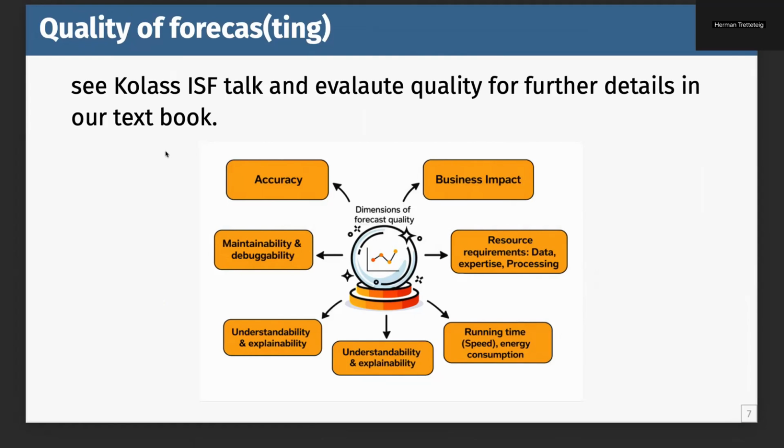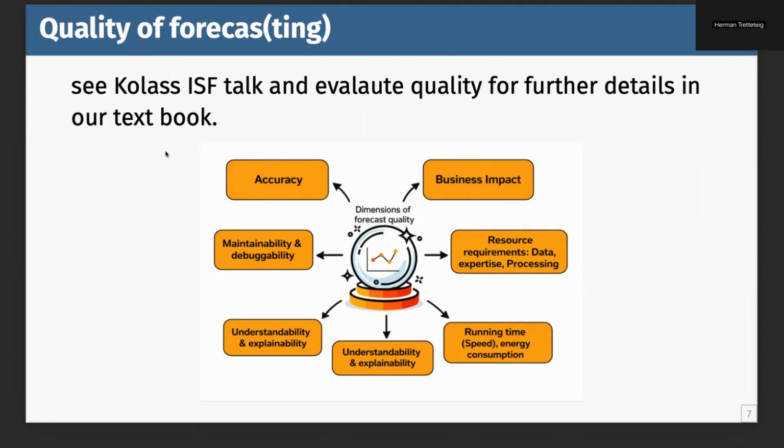Another thing is about the process time. Imagine if you have to run a model that takes 24 hours. And if you have to do this every day, it just doesn't work. Right? So you need to think about that sort of thing.